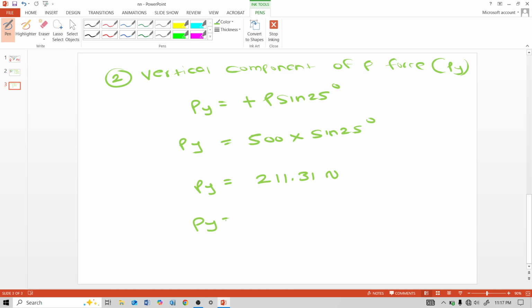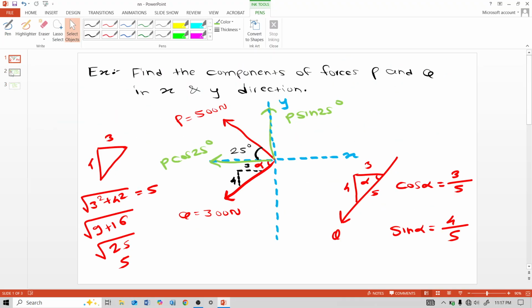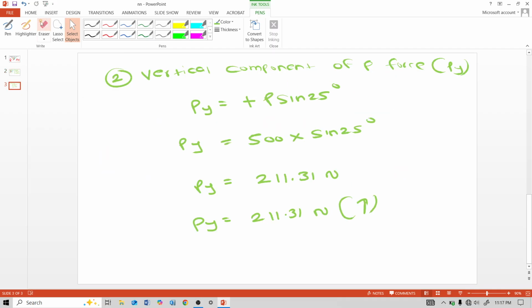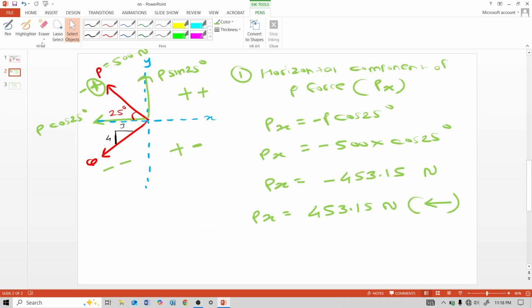So this Py is positive, that means, see here, it will be like this vertical component. So our next is Q. So see, in this figure itself we will resolve it. Just remove this component.